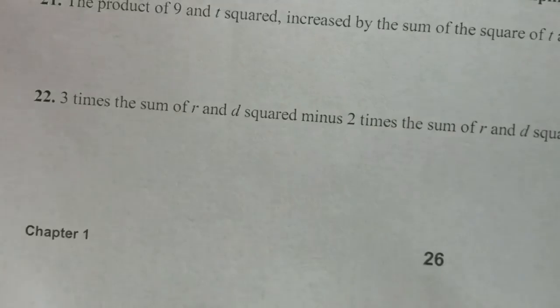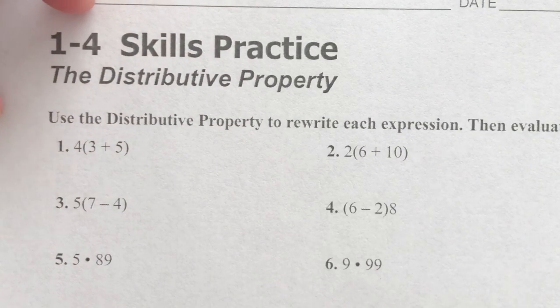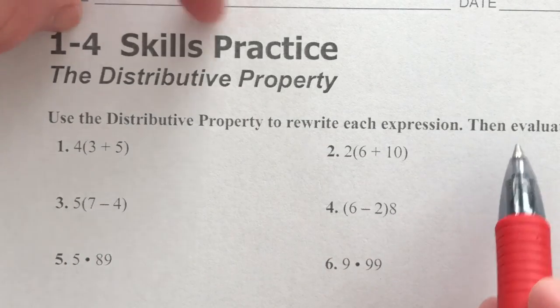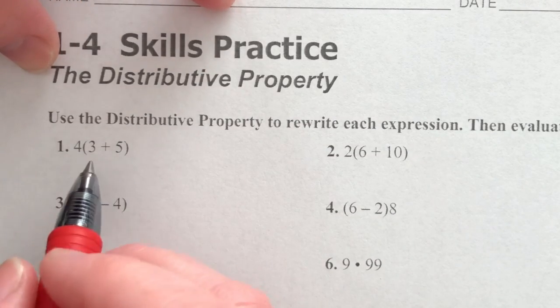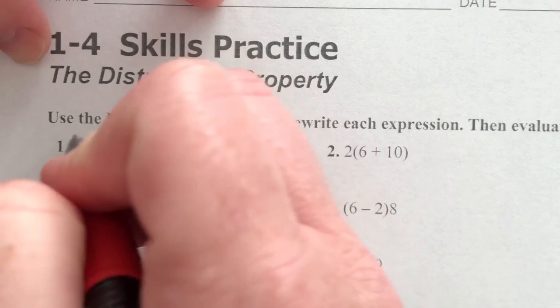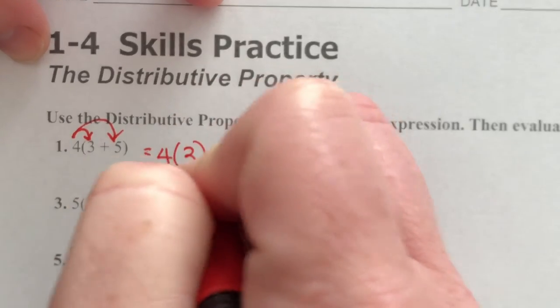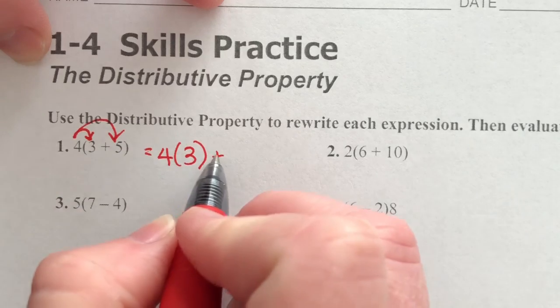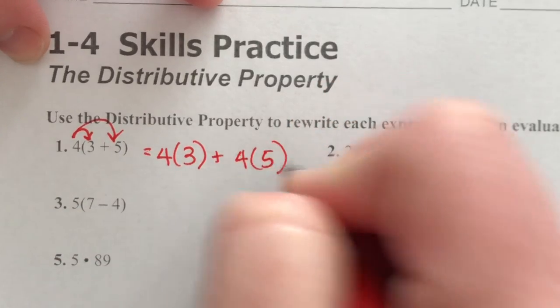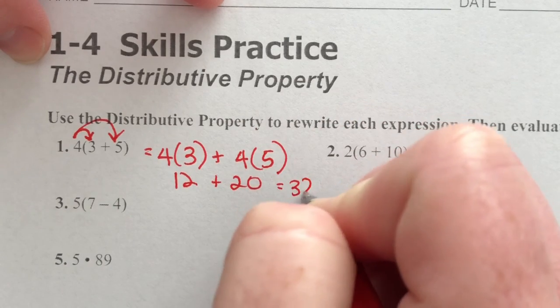That's a little easier, the distributive property. For distributive property here, I'm just going to do the odd problems again. So use the distributive property to rewrite each expression, then evaluate. So if I, yes, you could add 3 and 5 and get 8, but that's not what they said to do. They said use distributive. So I need to multiply the 4 times the 3 and multiply the 4 times the 5. So I would get 4 times 3 plus, because I have a plus sign here, 4 times 5. 4 times 3 is 12, 4 times 5 is 20, and 12 and 20 is 32.